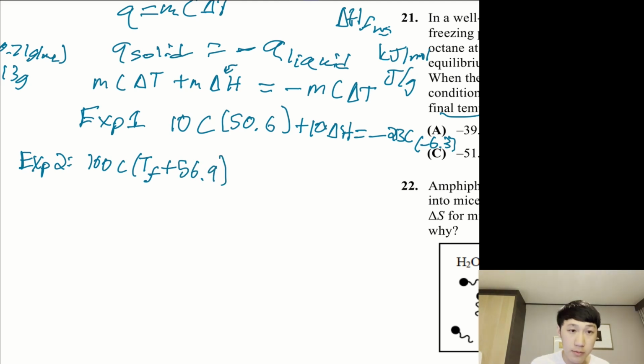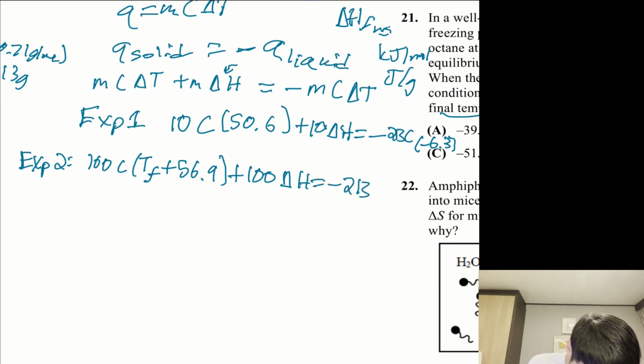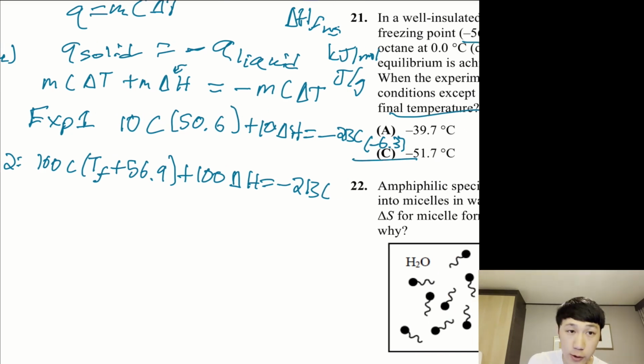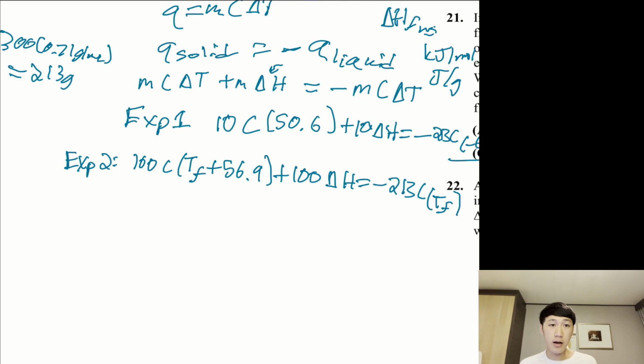And that's going to be plus 100 times delta H, and that is going to equal again negative 213 times the heat capacity, and this time we're not going to know what the final temperature is. It's going to be temperature final minus initial, which is 0, so it's just going to be temperature final. So your algebra skills might be telling you that this is not possible because we have 3 variables: C, delta H, and temperature final, yet we only have 2 equations.